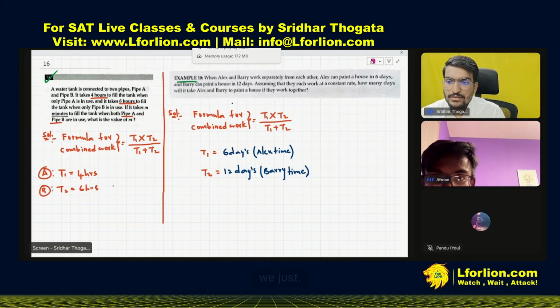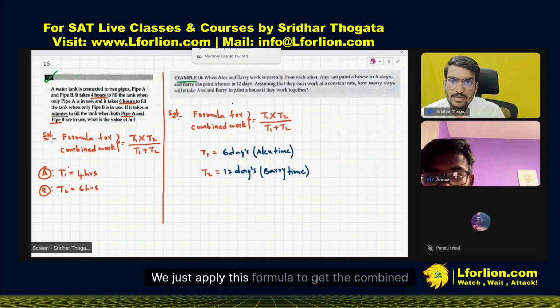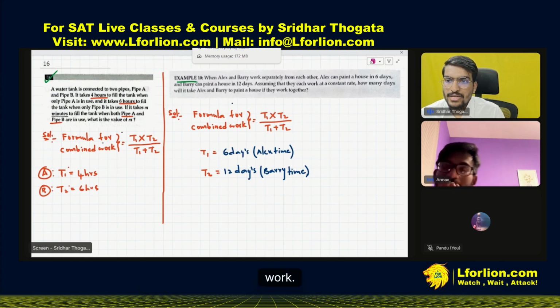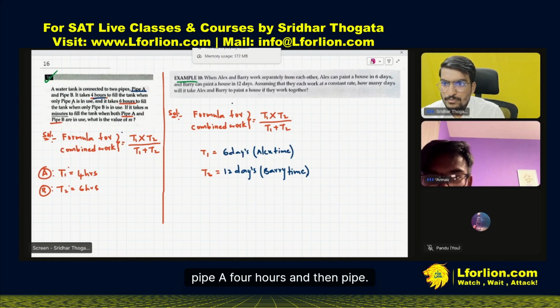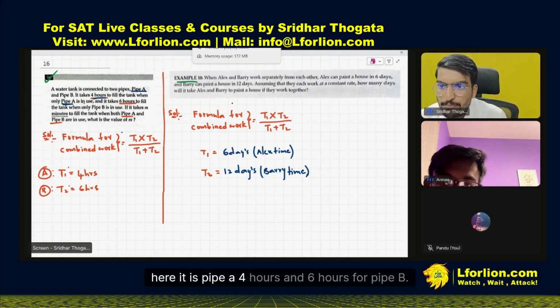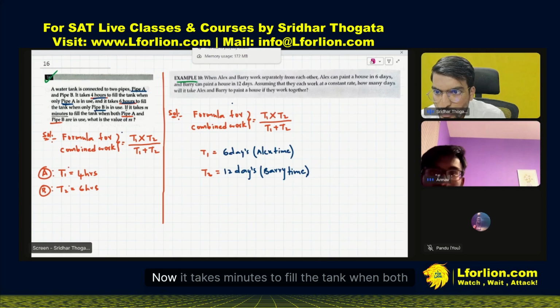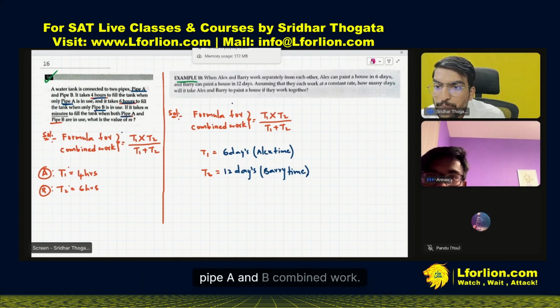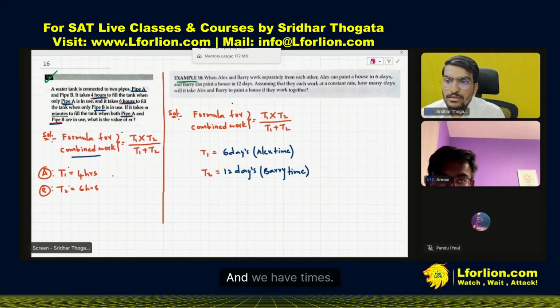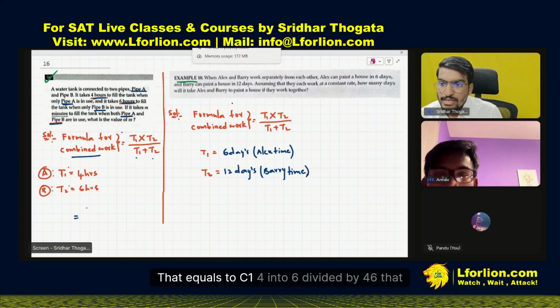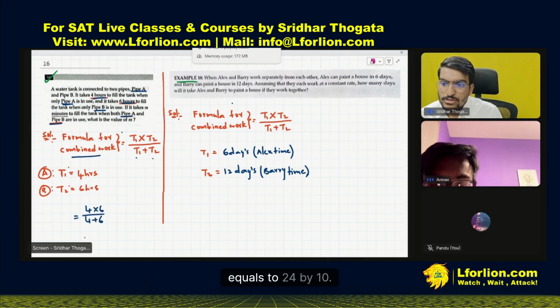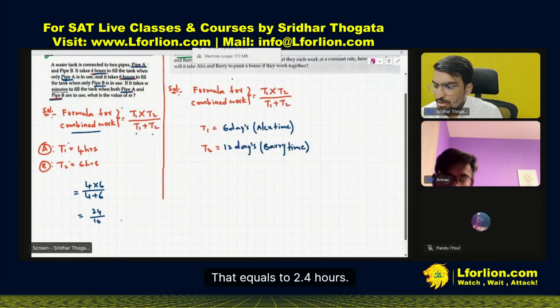So we have the times T1 and T2. We just apply this formula to get the work. They gave individually pipe A 4 hours and 6 hours for pipe B. When both pipes work combined, we just use this formula: T1 is 4 into 6 divided by 4 plus 6, that equals 24 by 10, that equals 2.4 hours.